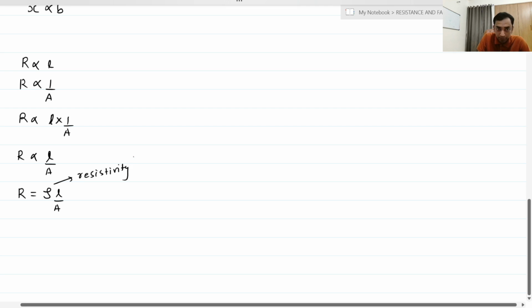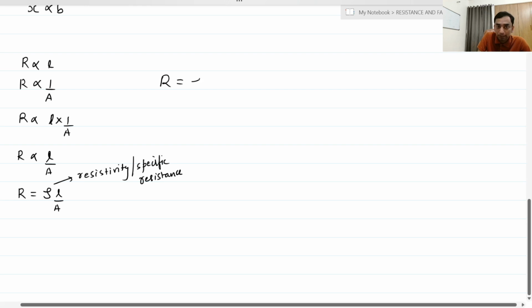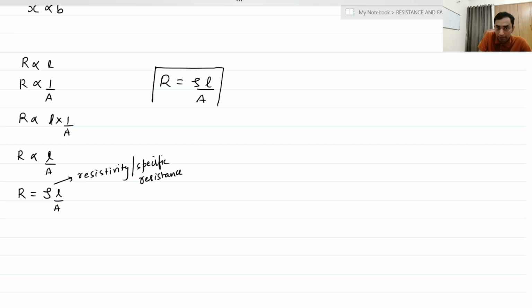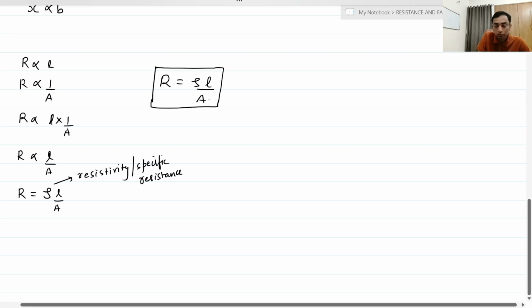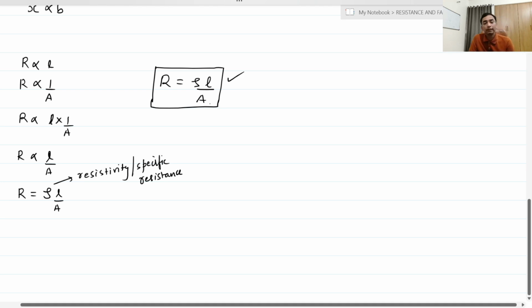Now, this rho is known as resistivity, or it is also known as specific resistance. It will be discussed later, right? What is specific resistance and all the stuff. But right now we have obtained a very important formula for the resistance, that is R equals rho L upon A. Of course, the temperature also affects the resistance of the material. So you can say that as you increase the temperature, the resistance of the material increases. But please understand, here we are only talking about conductors, right? So this is the main formula of the resistance.